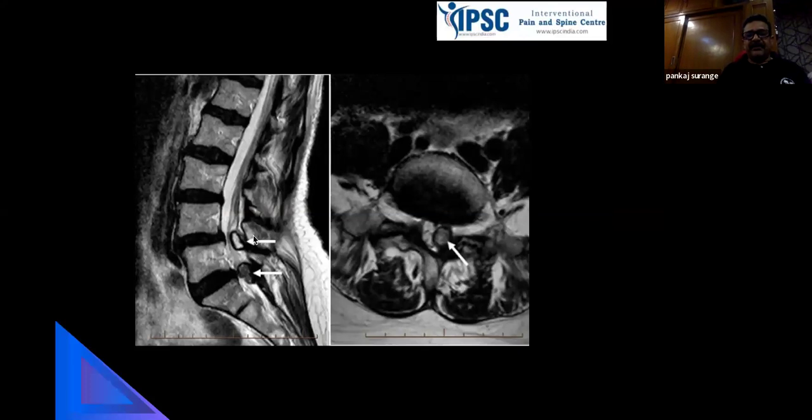This is a cyst. Again, you can see there's a cyst over here, but this is an organized cyst. Obviously, we cannot do anything for this. We have to decompress. We'll have to remove this either endoscopically or surgically.